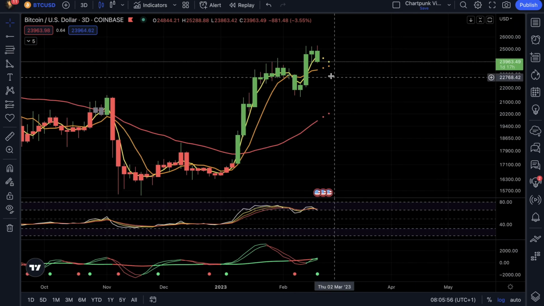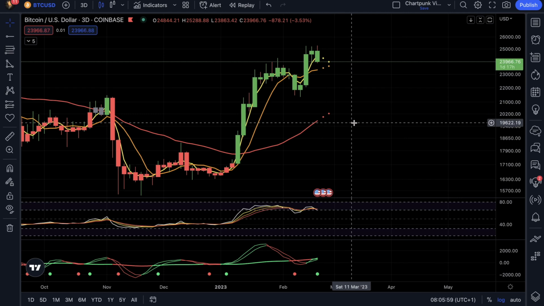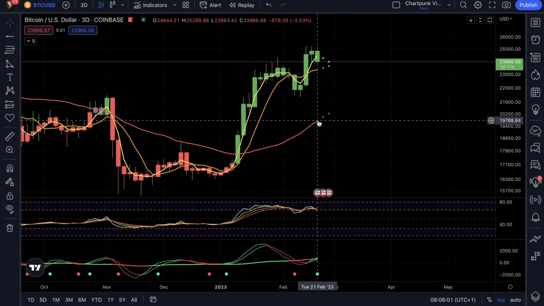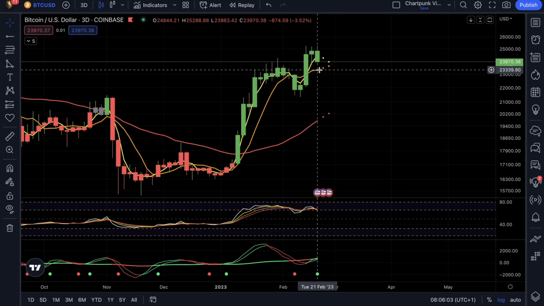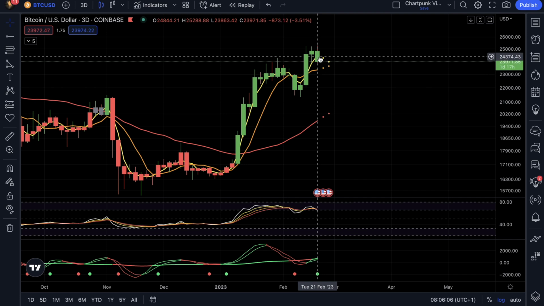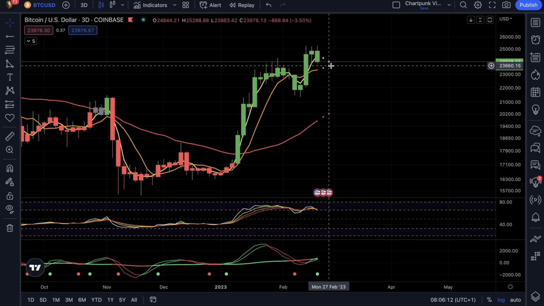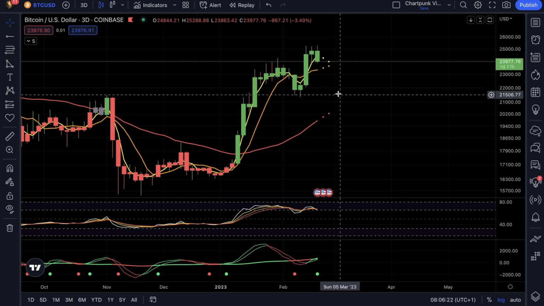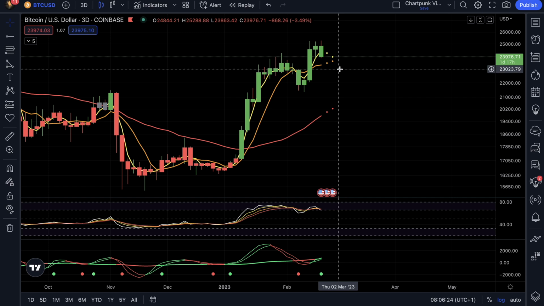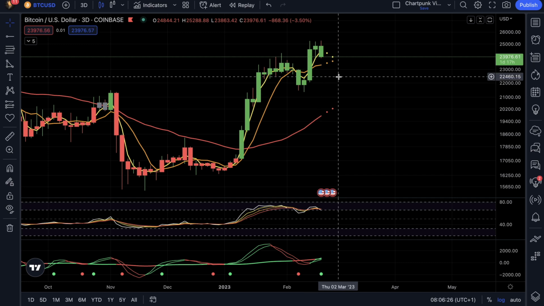3-day Bitcoin chart, as you see, the moving average structure here is also bullish. We have the long period moving average here on the bottom, the middle period moving average in the middle, and the short period moving average here on top. What the bulls should really focus on is keeping the price above 23,600, because otherwise we will face the danger of the short period moving average crossing down the middle period moving average.